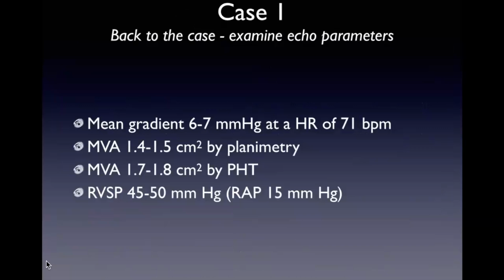So let's look back at this echo case. The mean grade is 6 to 7 millimeters of mercury, with a decent heart rate, 71 beats per minute, not too high, not too low, so it's a good average. The mean grade would suggest moderate mitral stenosis if we looked at the 2009 guidelines.